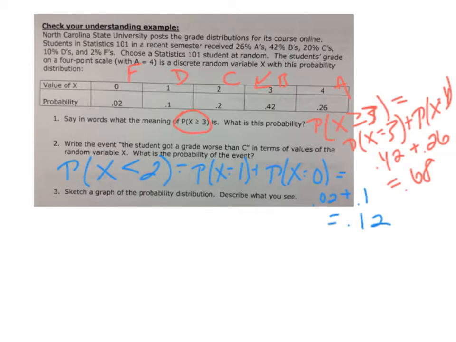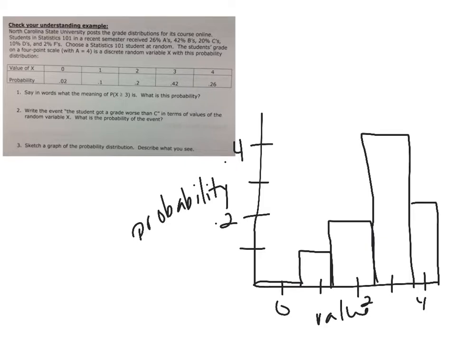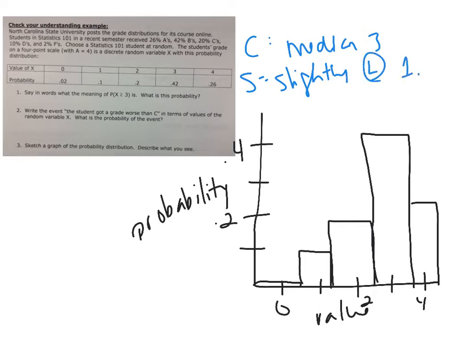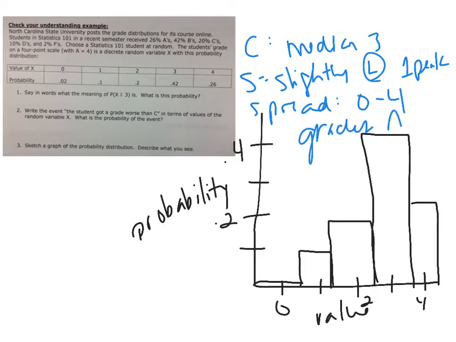And then number 3 asks you to sketch a graph of the probability distribution and describe what you see. So again, pause it, take a second to sketch and describe, and see if you get the same thing. Your graph should look similar to this. For your description, your center, your median, is at 3. Your shape is slightly skewed left with 1 peak. It only has 1 peak, so it is unimodal. And then your spread goes from 0 to 4, showing grades from A to F.